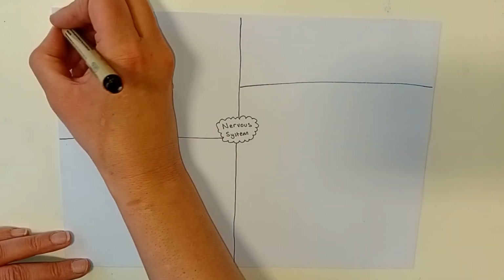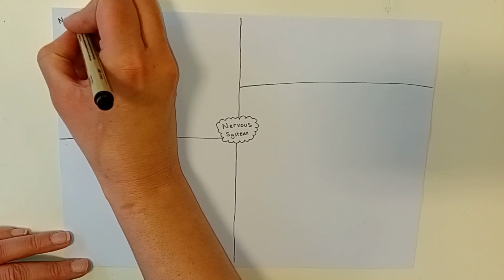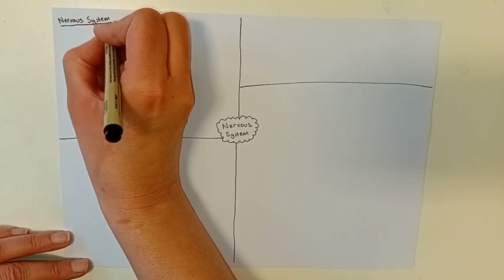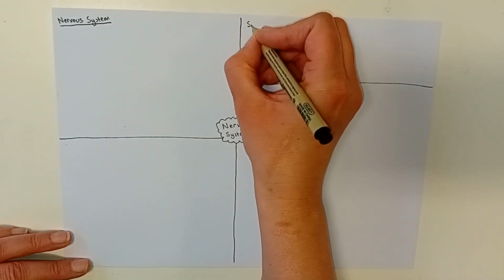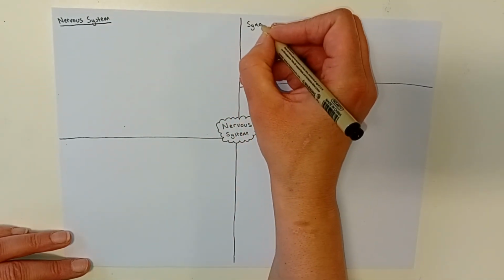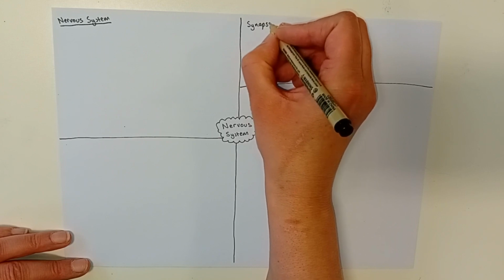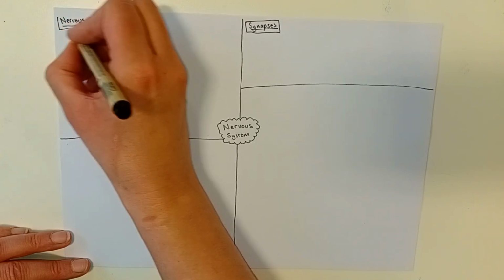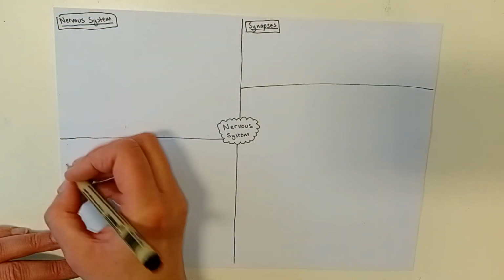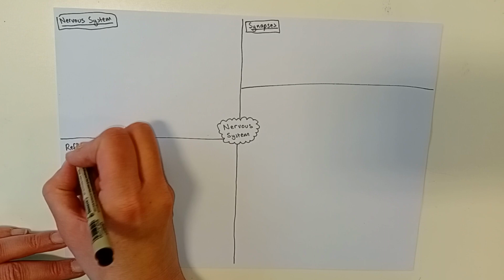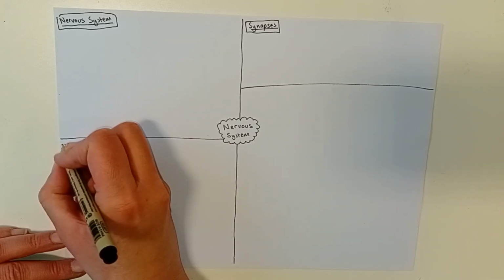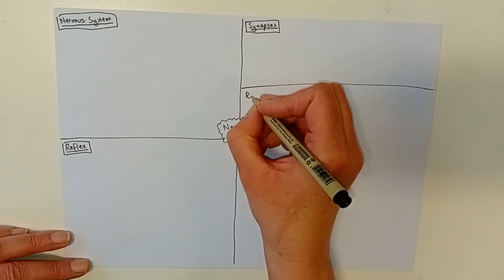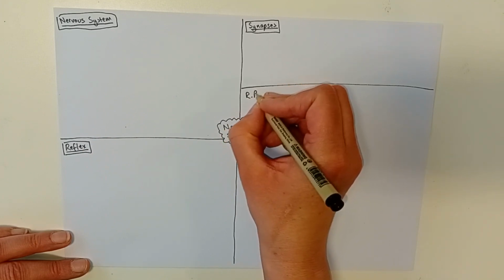And we're going to be looking at the structure of the nervous system, we're going to be looking at synapses, which are the joins between the nervous system, we're going to be looking at a reflex arc, or reflex, short. And then lastly, we're going to be looking at the reaction times required practical.